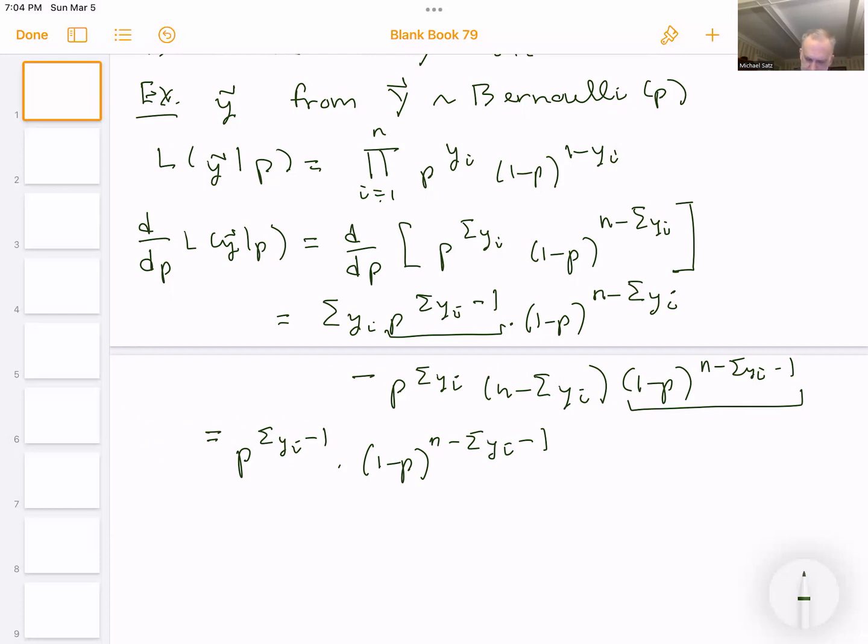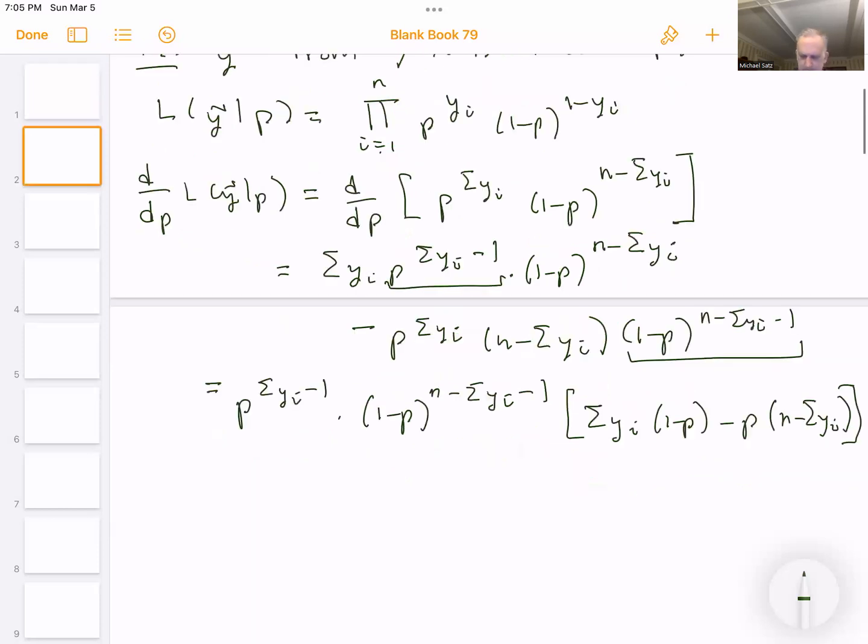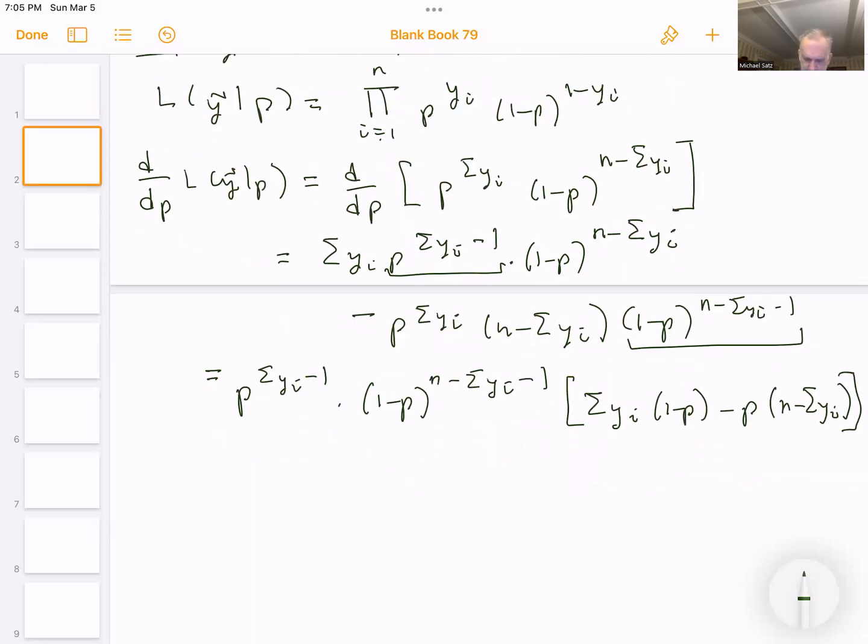And then what's left over is the rest, right? So in here, I have sum y_i times (1 - p), and over here I have minus p times (n - sum y_i). This is pretty ugly, but it's not too bad. Now this is not equal to 0, right?